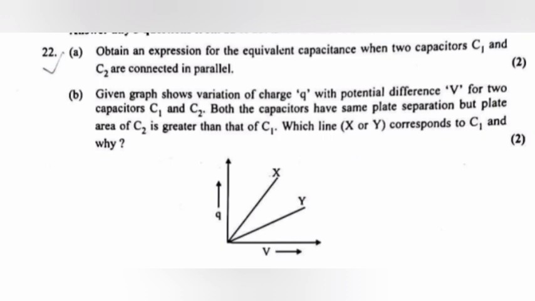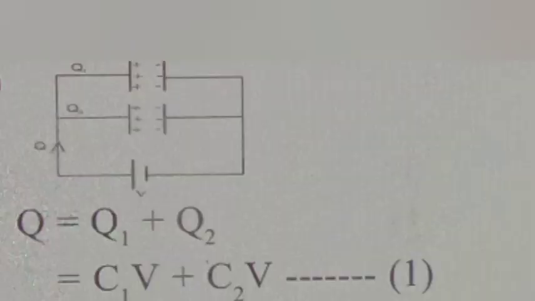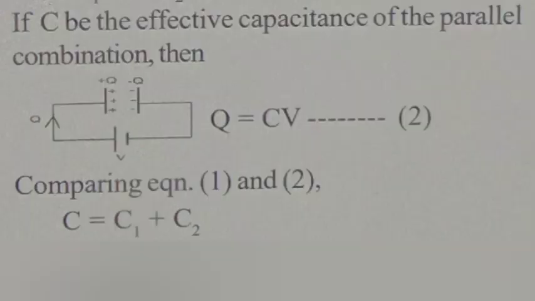22a. Obtain an expression for the equivalent capacitance when two capacitors C1 and C2 are connected in parallel. Answer. Q is equal to Q1 plus Q2 is equal to C1V plus C2V. (1) If C be the effective capacitance of the parallel combination, then Q is equal to CV. (2) Comparing equations 1 and 2, C is equal to C1 plus C2.